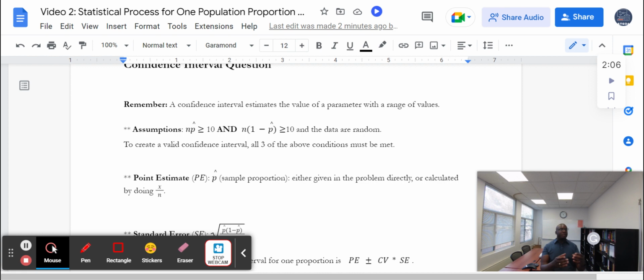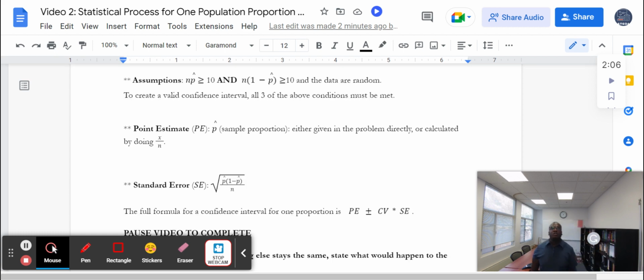It's going to be the frequency of the level we're interested in, divided by the sample size. The standard error is calculated in this manner: the square root of p hat times q hat over n, or the square root of p hat times 1 minus p hat over n. And then you have the formula, as I said before: the point estimate plus or minus the critical value times the standard error.